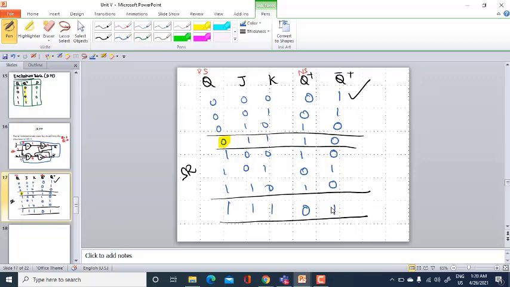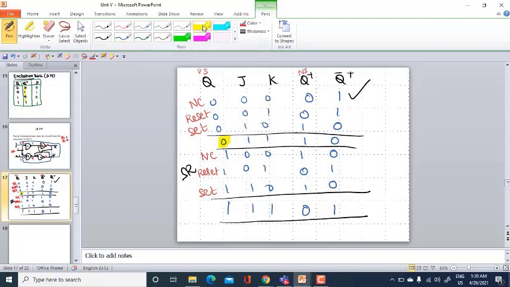As in your SR flip-flop, the 0, 0 input is said to be the no change state. The 0, 1 combination is said to be the reset state, and the 1, 0 combination is said to be the set state.